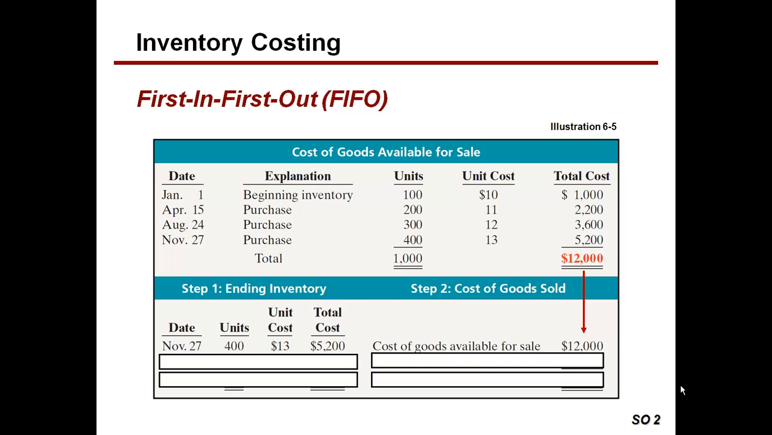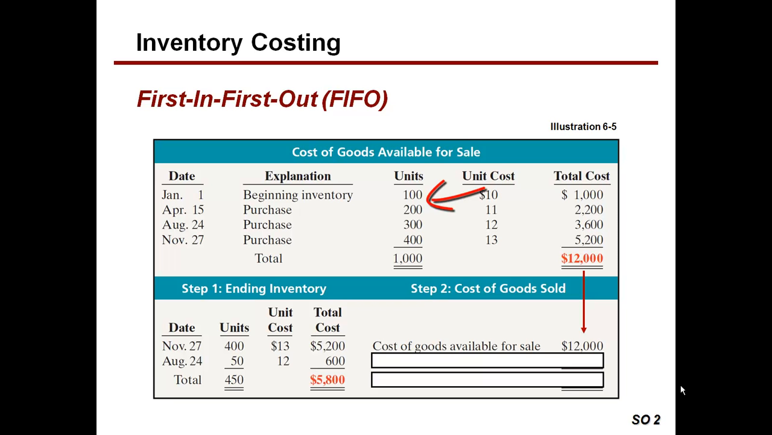The November 27th layer of $4,100 will remain in ending inventory. And then only 50 of the August 24th purchase of 300 at $12 each will remain in ending inventory, for a total value of $5,800 assigned to those 450 units in ending inventory. Cost of goods sold, we start from the opposite side, or the top of it. The earliest layers are assumed to be sold first.